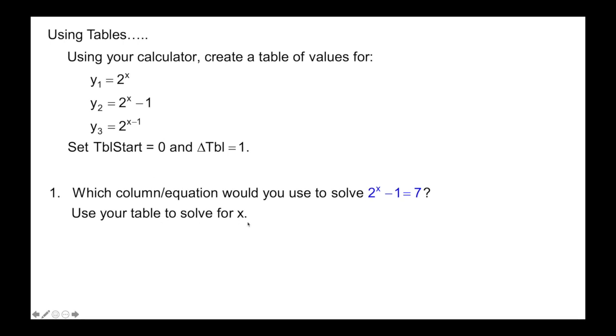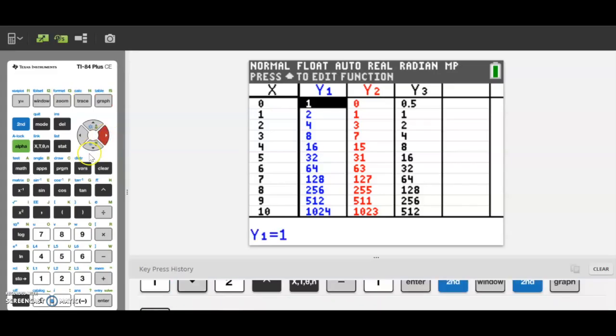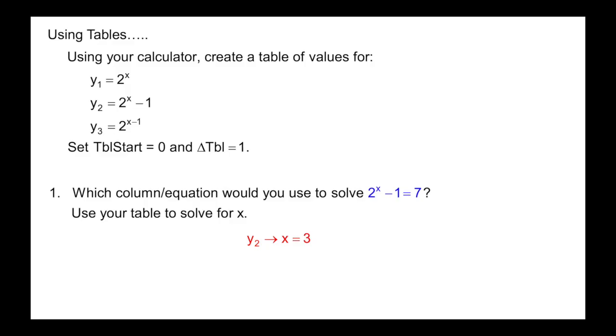Then we want to solve for x. So what we'll do is scan y sub 2 and we find 7. Wherever we find 7, the associated x value for that is going to be our answer. And in this case, that's going to be 3. It's always a good idea to plug these back in to check them then. If I plug in a 3 here, I've got 2 to the third, that's 8. 8 minus 1 is 7, therefore that is the correct answer.